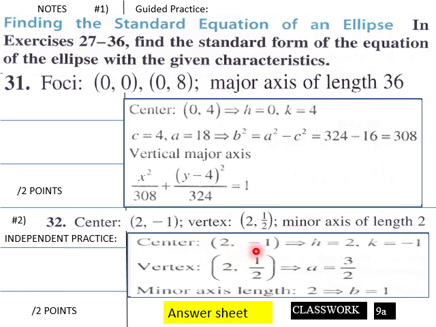So here's your center here at (2, -1). So we get an h here of 2, and then our k here would be -1. And then our vertex would be (2, 1/2), so a would equal 3 over 2. So we go 3 over 2 in both directions here. And then our minor axis length would be 2, so b would equal 1 in this situation. So 1/2 of 2 would be 1.